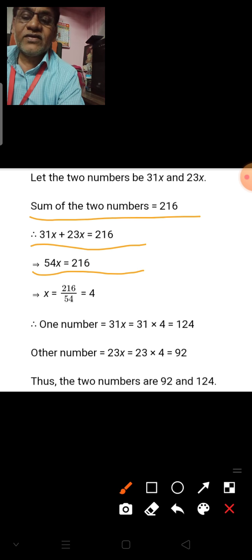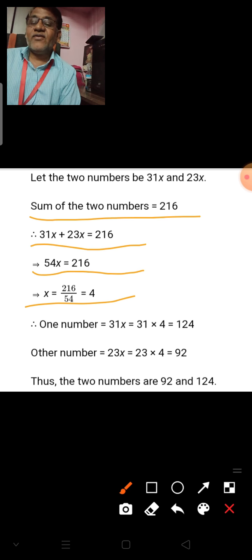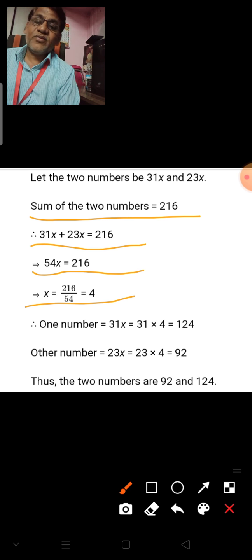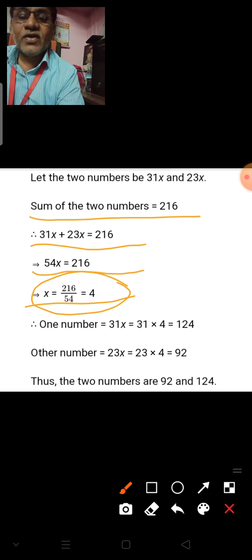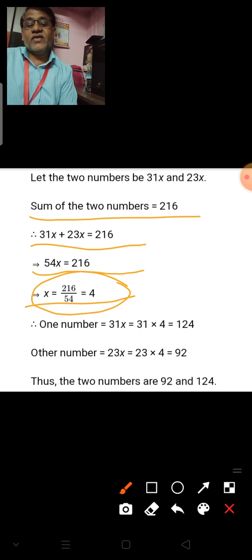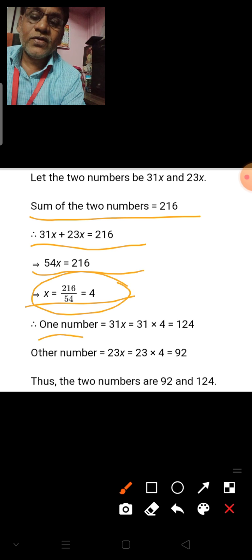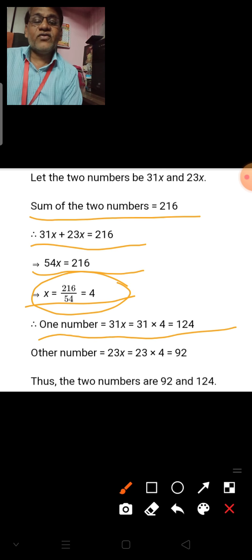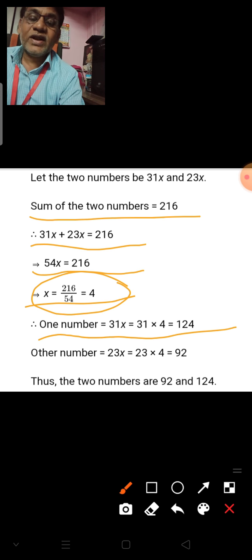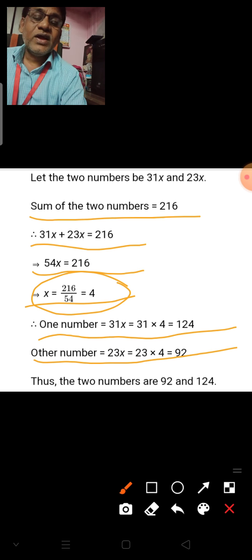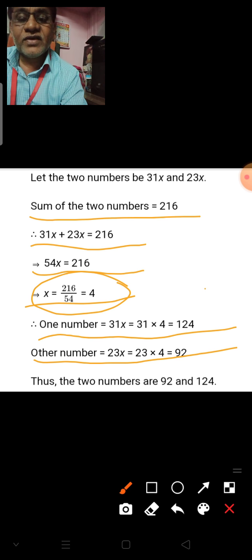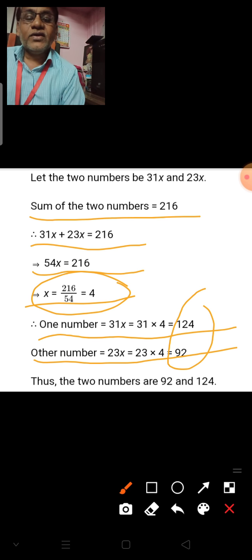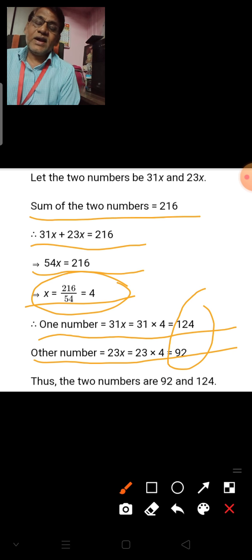So therefore x is equal to 216 by 54, and when we divide 216 by 54 you get 4. So the value of x is 4. Therefore the first number is 31x, means 31 into 4, which is 124, and the second number is 23x, means 23 into 4 is equal to 92. So the given numbers are 124 and 92.